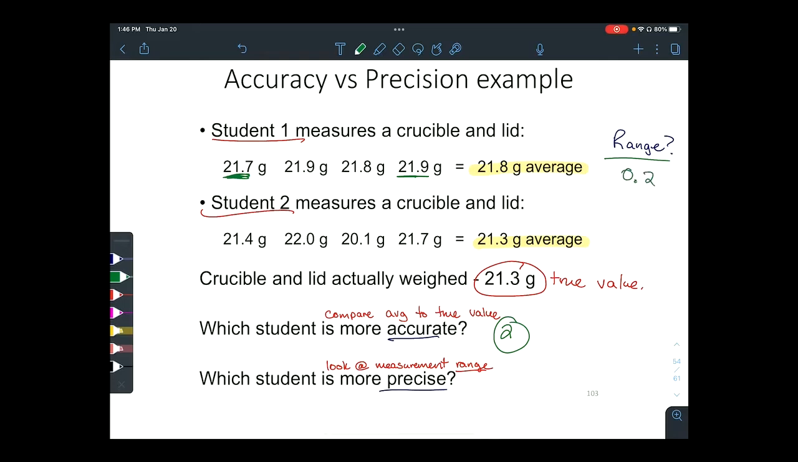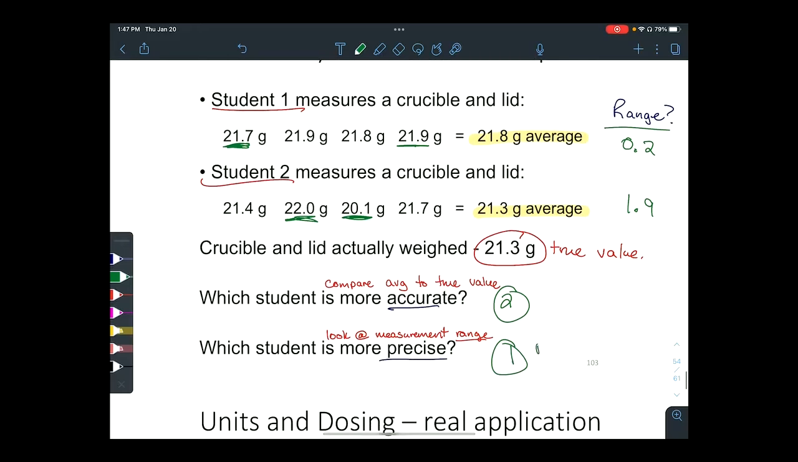So the range is like 0.2 for student 1. Student 2, their low is what, 20.1? Ooh, and 22.0. So their range is 1.9. It's almost 2 grams is their range. So you can clearly see who's more precise. Who's more precise, 1 or 2? Student 1, narrower range. We want to look at the narrow range. If we were in a statistics class, we would say calculate the standard deviation, but that's not necessary. Just look at the range for these measurements.